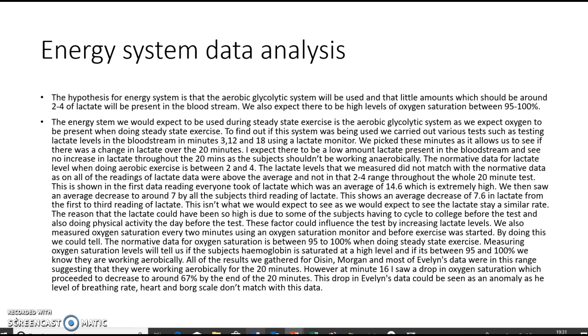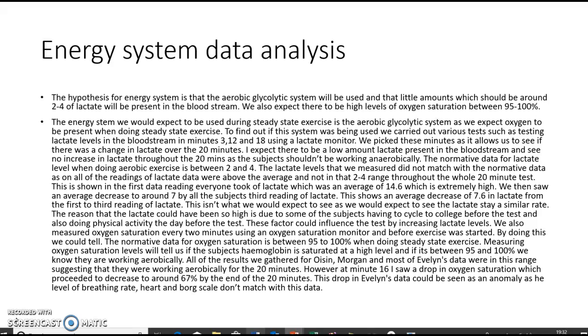Factors that could have influenced this are that some of the subjects cycled to college, and they did physical activity the day before the test. This could have affected the lactate levels. These factors could influence it by increasing the lactate.